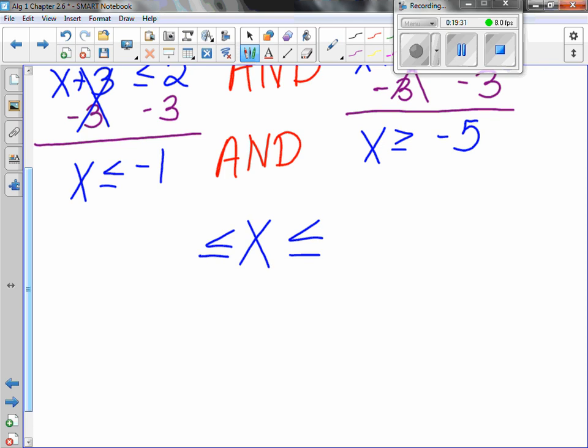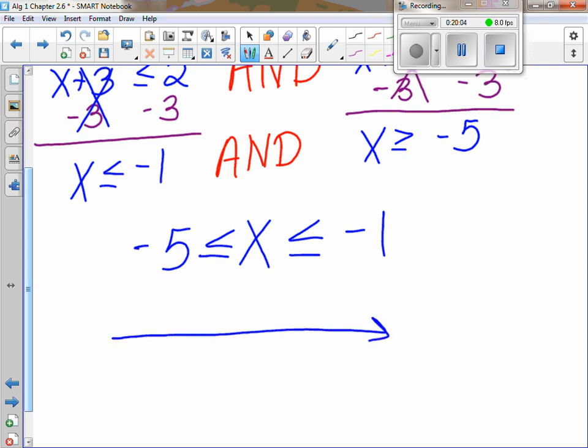Because it's an and statement, x is in the middle. X should be in the middle. X is less than what? And x is bigger than? As if this works, the smaller number should be on the left, the bigger number should be on the right. Yes.